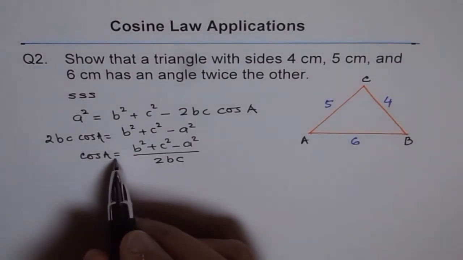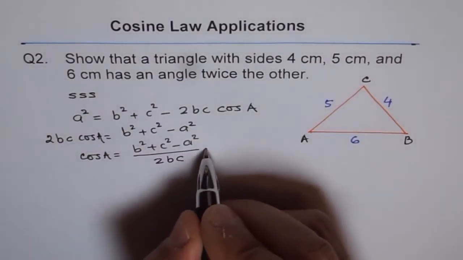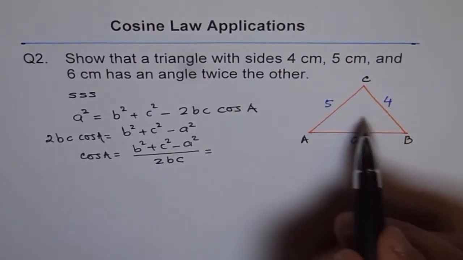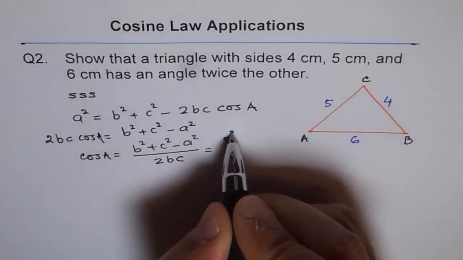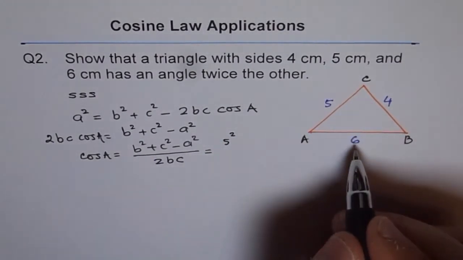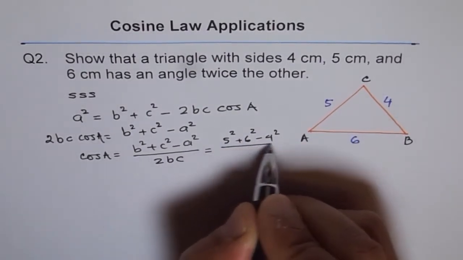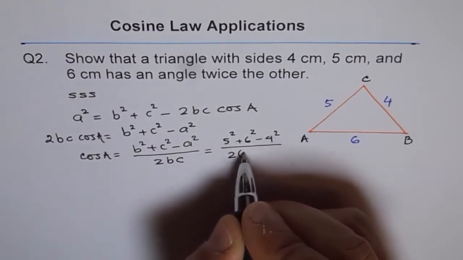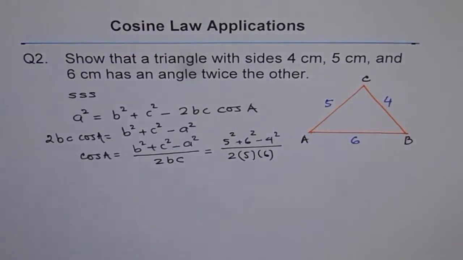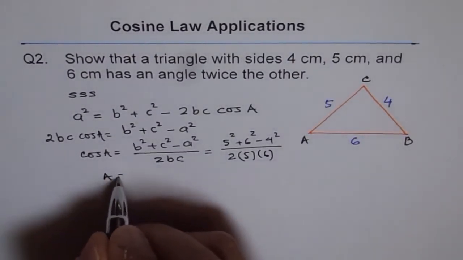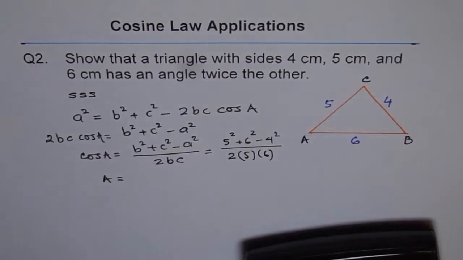Now let's calculate cos A first. What is B square, C square and A square in this case? B is the side opposite to B, which is 5, so we write 5 square plus C is 6, plus 6 square minus 4 square divided by 2 times 5 times 6, correct? So that will give us cos of A. And to find A, what do we do? We take the inverse of all this. That is how you find A. So let's use a calculator and figure it out.